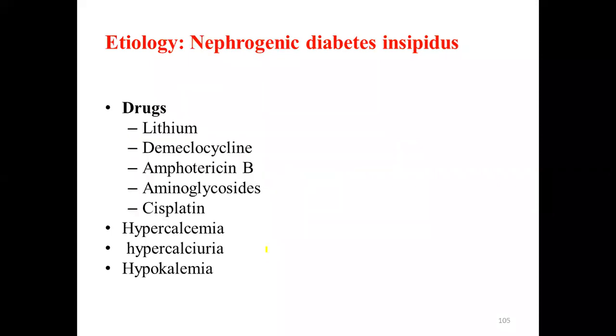Then some drugs can actually even cause nephrogenic DI, like lithium, the tetracycline class of drugs, amphotericin B, the antifungal we saw last semester, even the aminoglycosides, which are nephrotoxic because they are concentrated in the kidney, the cisplatin anti-cancer drugs, and electrolyte imbalances. So drugs can also cause nephrogenic diabetes insipidus.